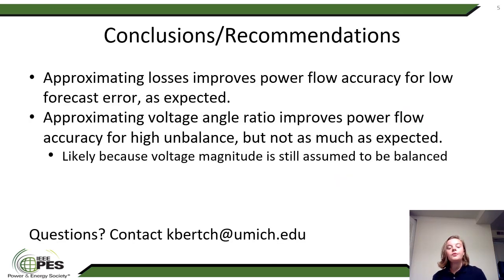So in conclusion, what we found is that approximating the nonlinear loss term from the reference power flow will improve the power flow approximation accuracy as long as the forecast error is low. Additionally, adding the voltage angle ratio information improves the power flow accuracy only at very high imbalance, and it doesn't really do much if the imbalance is low. We also saw less improvement than expected because the voltage magnitude is still always assumed to be balanced, regardless of if it actually is or not.